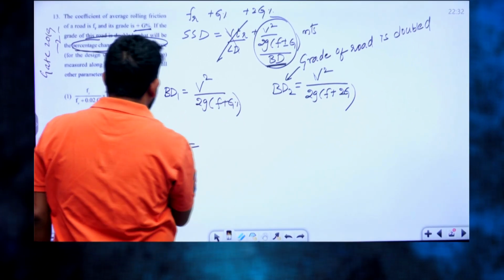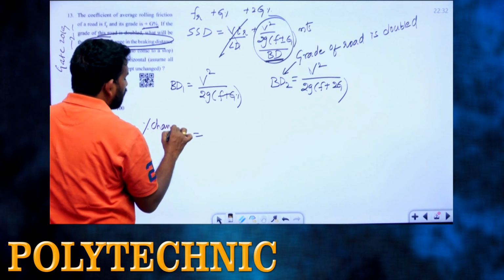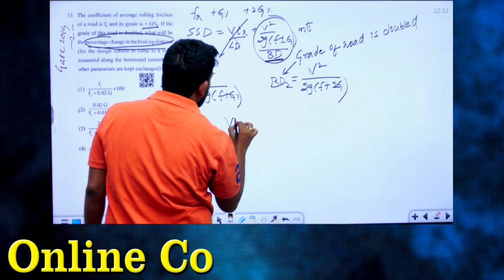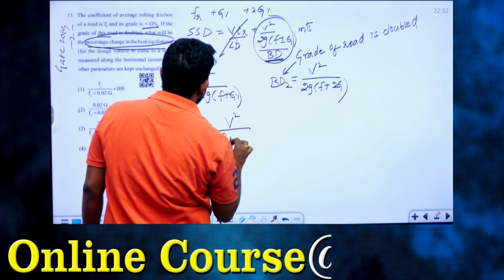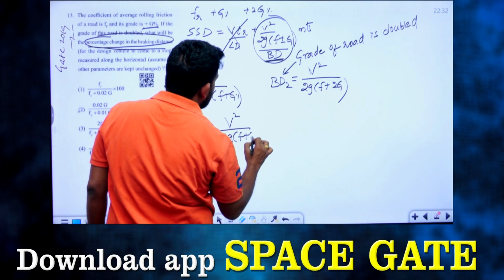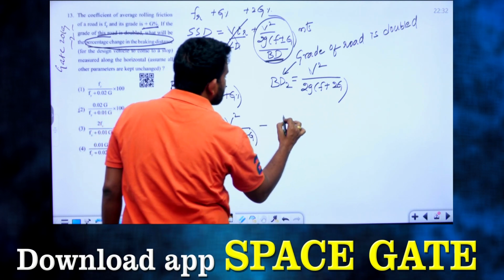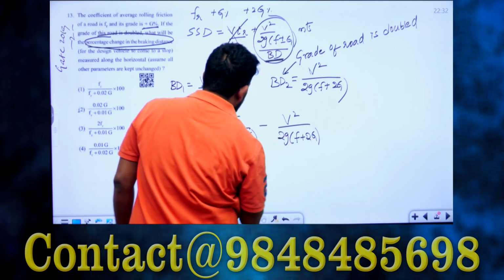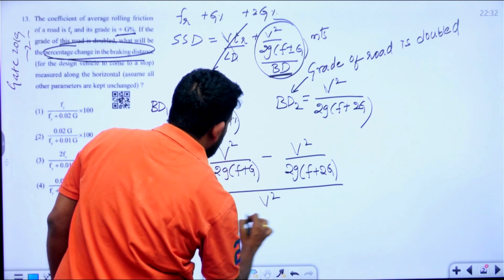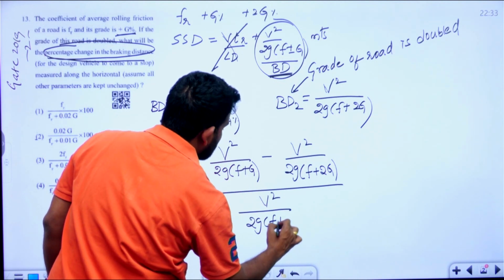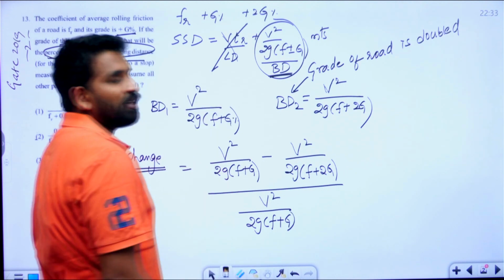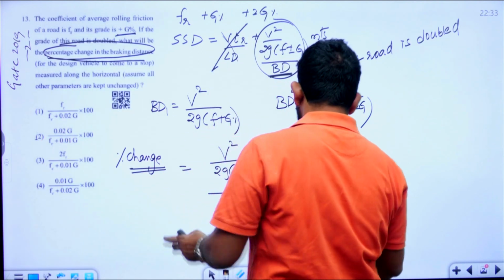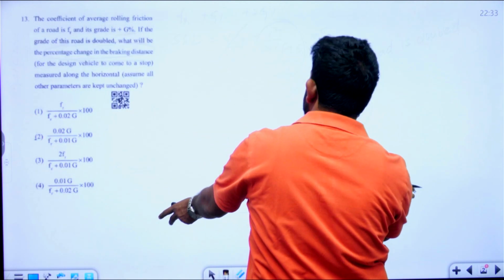Now we need to find the percentage change. How are we going to find it? You can see V square upon 2g into f plus G, minus V square upon 2g into f plus 2G, divided by V square upon 2g into f plus G. This is the way that we are going to find the percentage change. Now I'm going to solve this question. I'm just creating more space here.